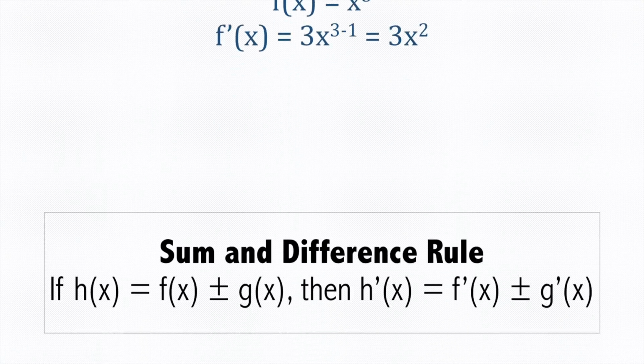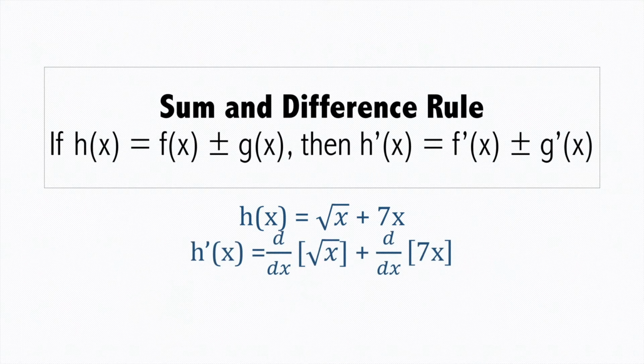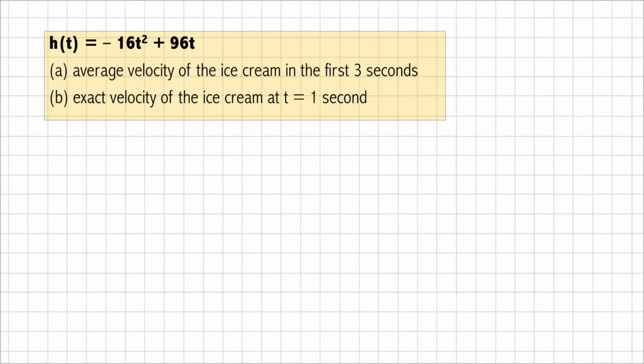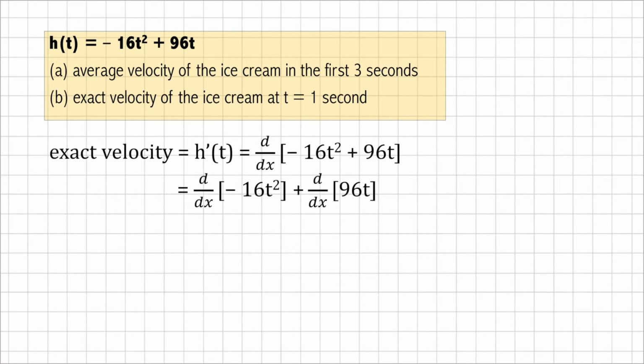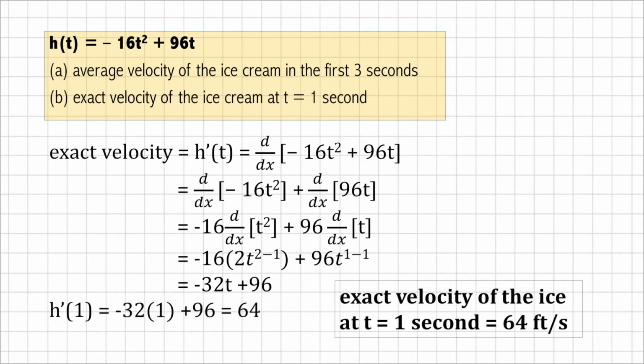Lastly, we have the sum and difference rule. Basically, it tells us that the derivative of a function is equal to the sum or difference of the derivatives of its terms, its mini-functions. So, applying this here, the derivative of square root of x plus 7x is the sum of the derivatives of square root of x and 7x. If we apply these rules to the function earlier, we can first use the sum and difference rule, then the constant rule, and finally the power rule. By this process, we get a much faster solution, yet the same answer.